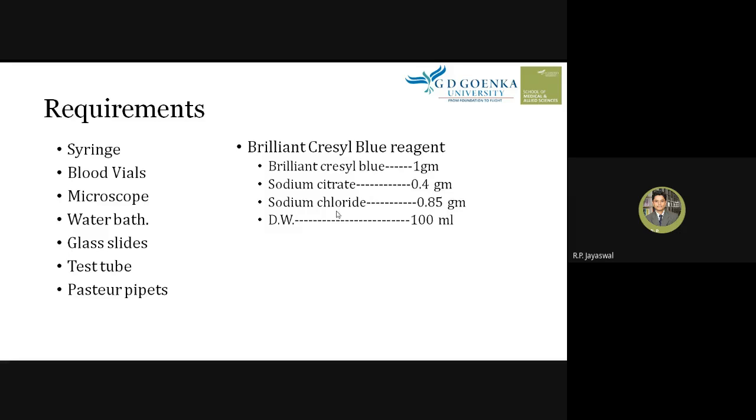Sodium chloride basically maintains the isotonicity, meaning it prevents the red blood cells from destruction or hemolysis. And sodium citrate prevents the aggregation of red blood cells and also prevents clotting. And brilliant cresyl blue is a basic dye which can bind to the acidic part of the cell. RNA is the acidic part of the cell, so it has an affinity for brilliant cresyl blue, and because of that it can bind with the RNA, and the RNA material can be seen in blue color.